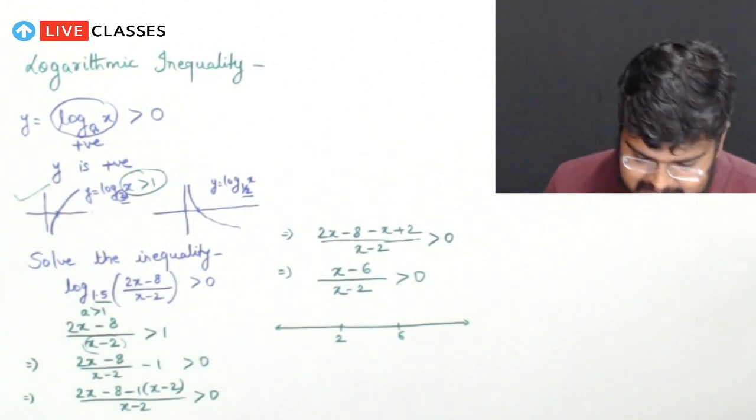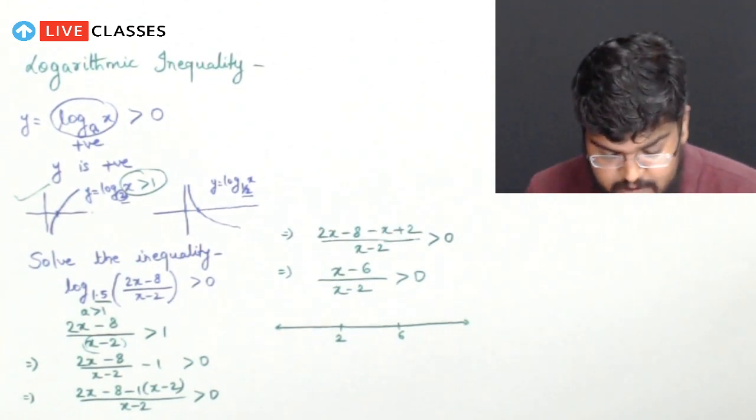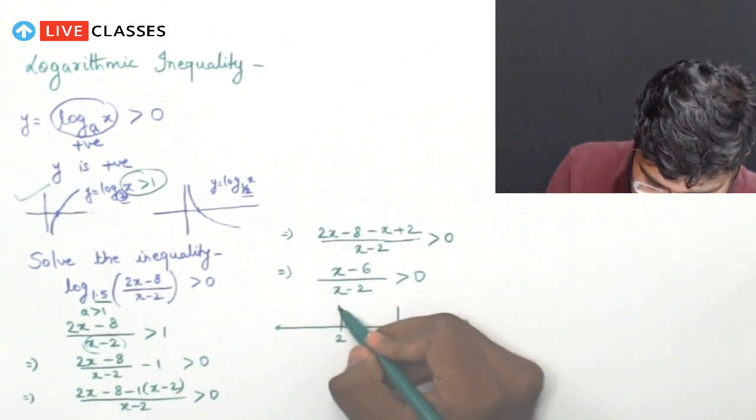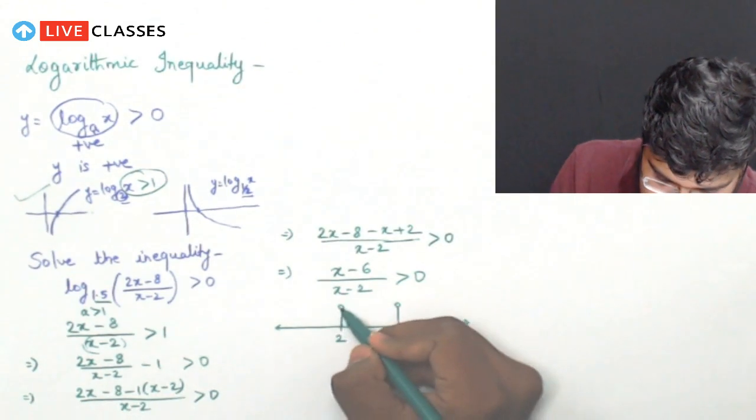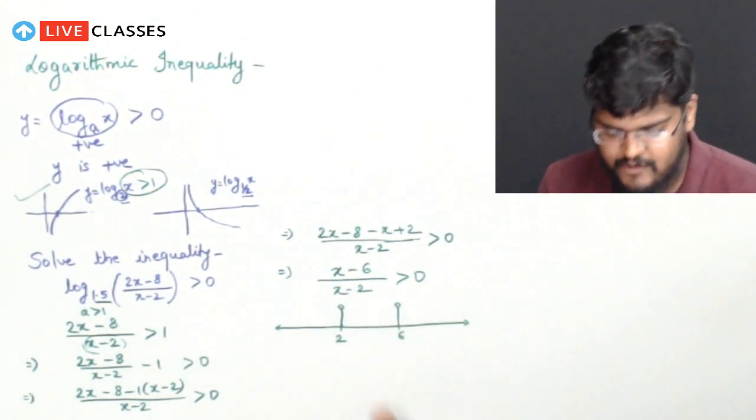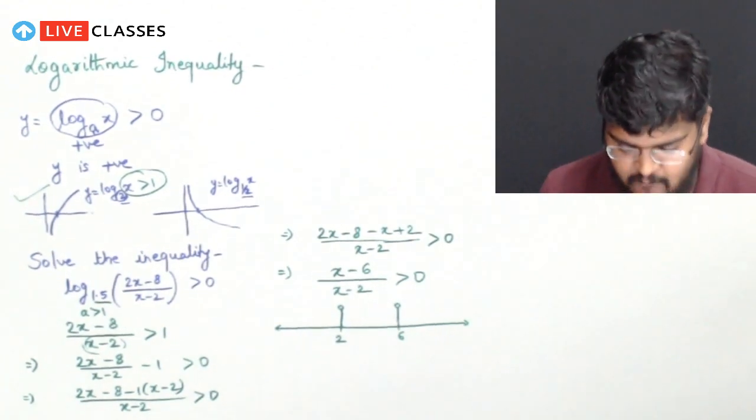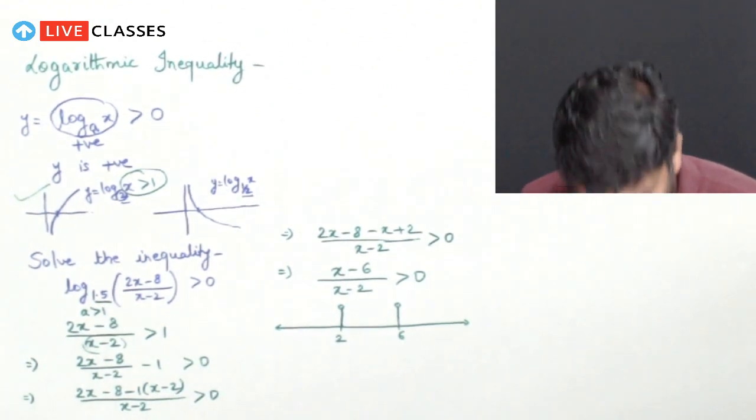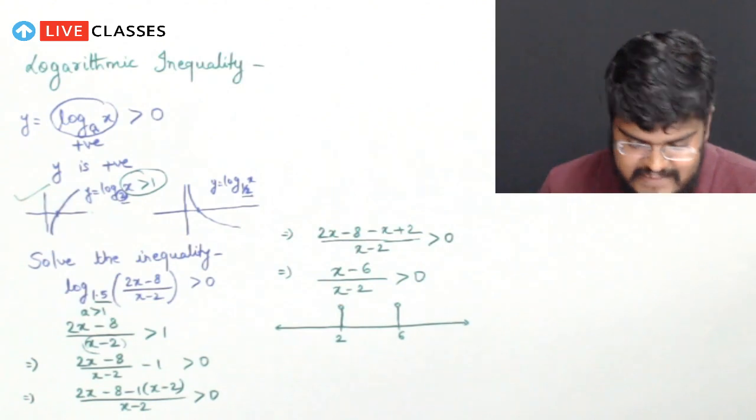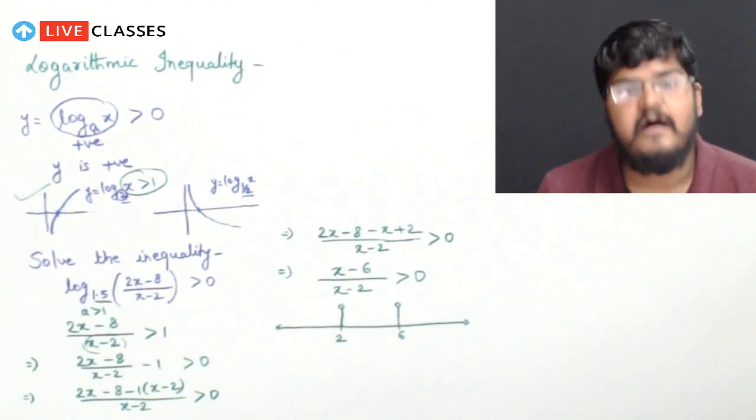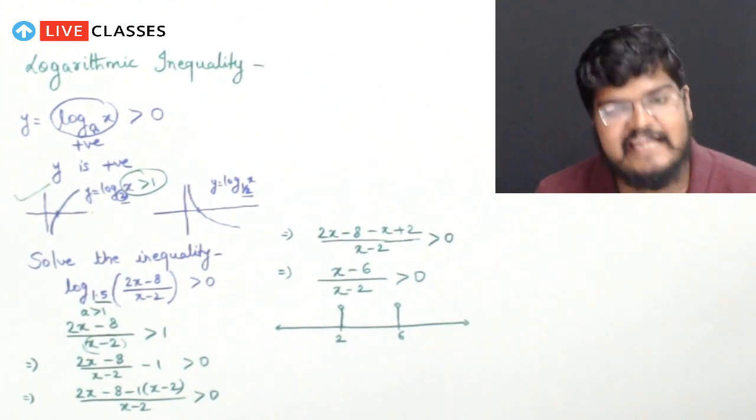I can clearly see that there is no equal to sign in this particular equation, which is why I'll depict both of them with open dots or open circles, because they are not included in the solution interval. Now all we have to do is take one value from these three intervals and see which of these values are satisfying our condition.